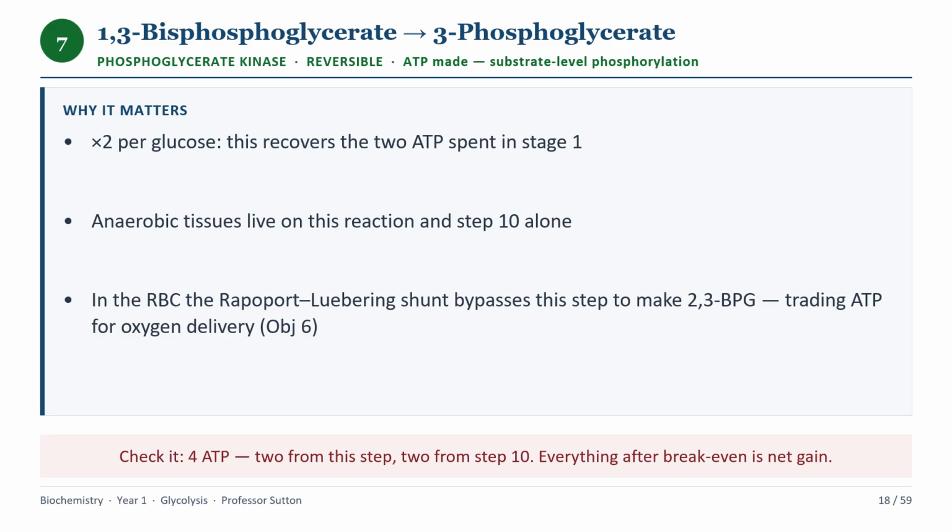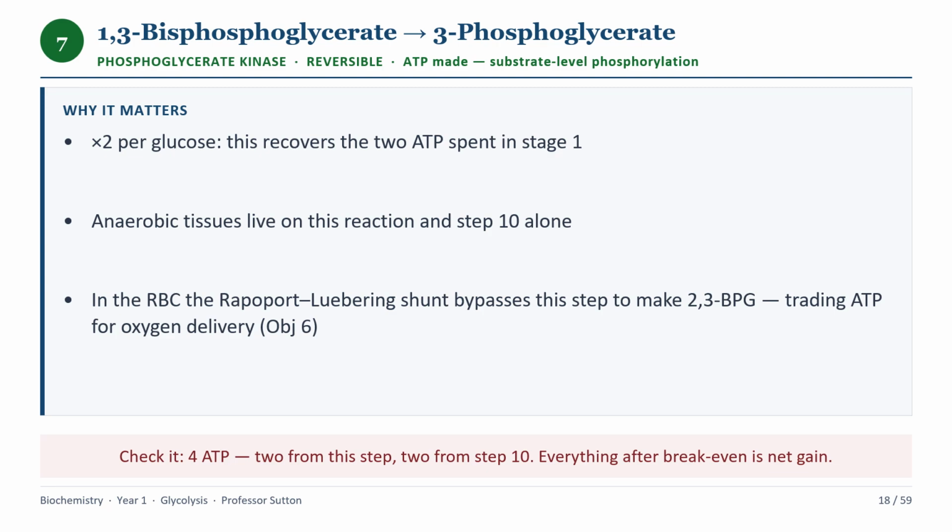2 clinical hooks. Anaerobic tissues live on this reaction and on step 10 and on nothing else. Red blood cells, the Rapoport-Luebering shunt, bypass this very step to make 2,3-bisphosphoglycerate. The cell gives up this ATP in exchange for better oxygen unloading.